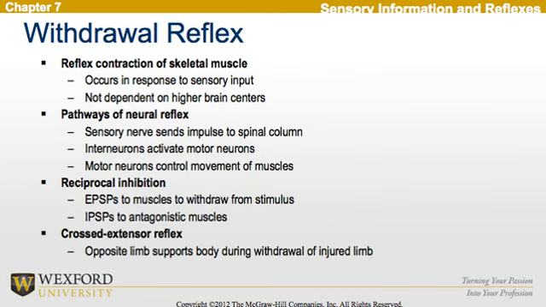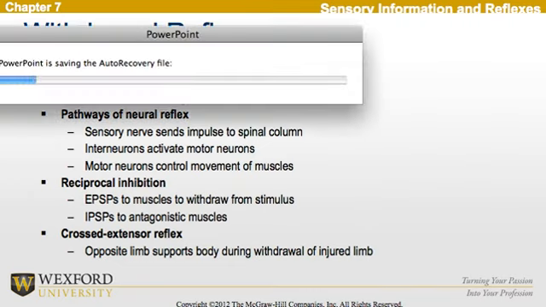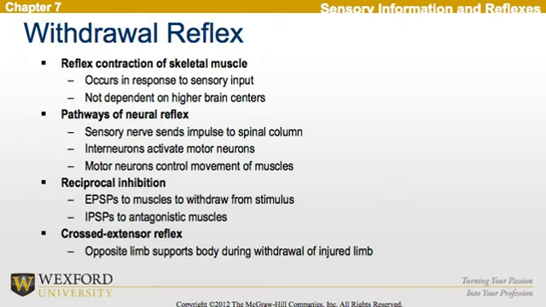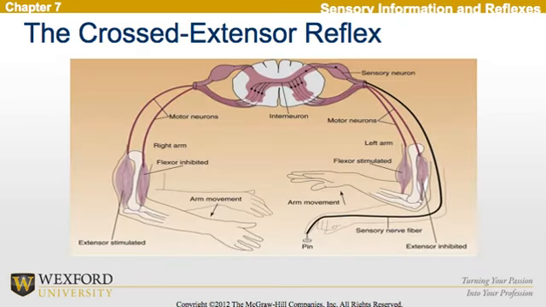We also see reciprocal inhibition, where EPSPs go to muscles to withdraw from the stimulus, and IPSPs go to antagonistic muscles. Finally, we see the crossed-extensor reflex, where the opposite limb supports the body during the withdrawal of the injured limb. Here's another diagram of the crossed-extensor reflex.